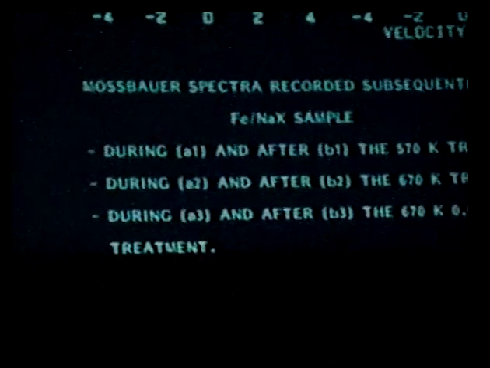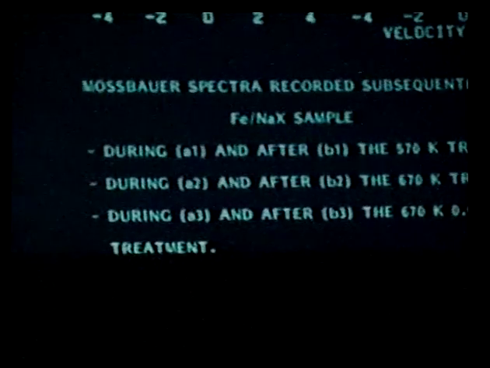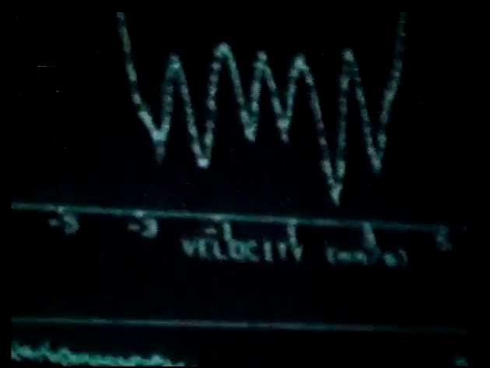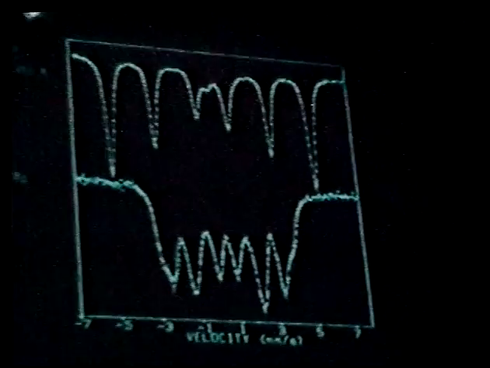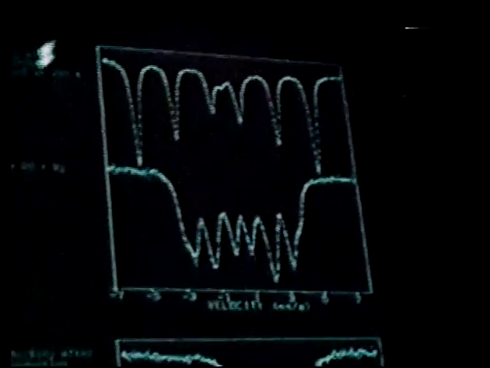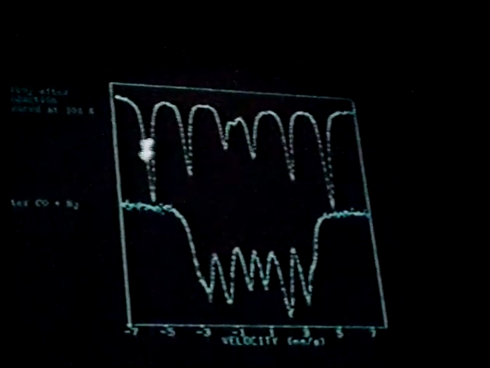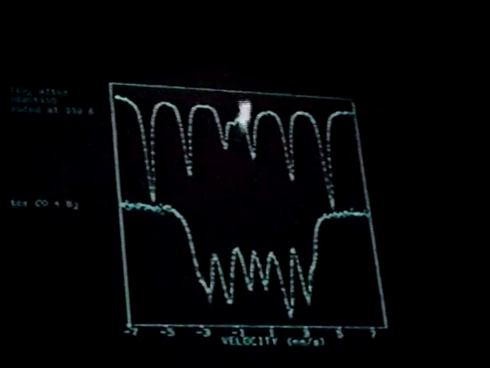What is the impact on the reaction? The upper curve is a pure iron. After reduction at 300 degrees, and measured at 300 degrees C, it is a high temperature reduction, as I showed in the previous slide. You can see a very typical, very classical spectrum of large particle iron, with hyperfine splitting, and a very small component of the oxide here.